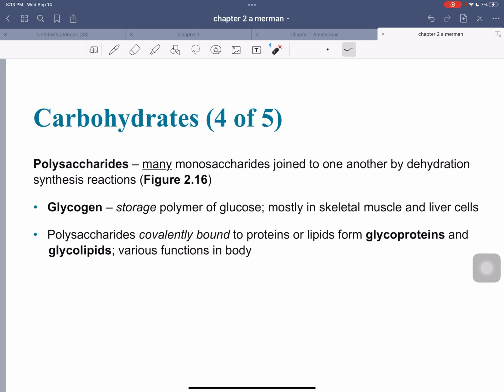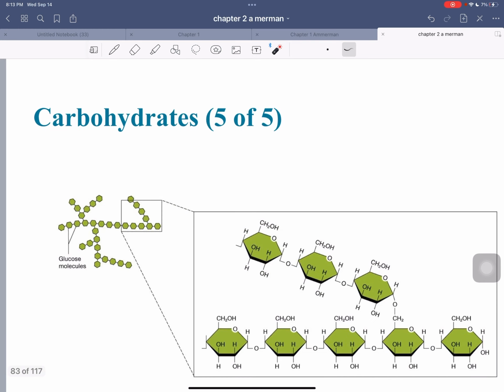Now, where do we find these? Well, two of the most important places are the skeletal muscle and also liver cells. We have polysaccharides. They're covalently bonded to proteins in some cases, or lipids. So sometimes we take these polysaccharides and we add them to things. And so if in case of one of these polysaccharides bound onto a protein, we refer to it as a glycoprotein. Whereas if it's onto a lipid, it's a glycolipid. And these have a number of functions throughout the body.